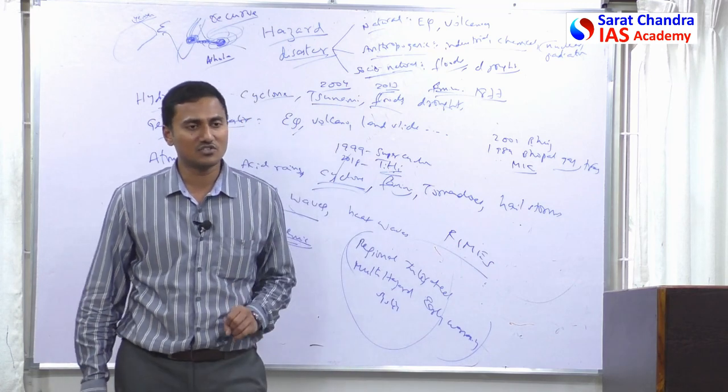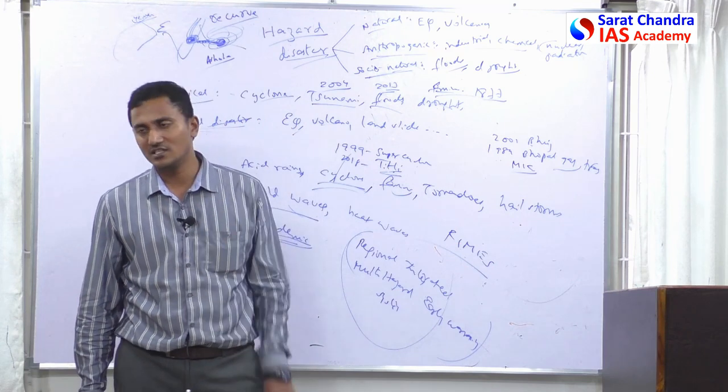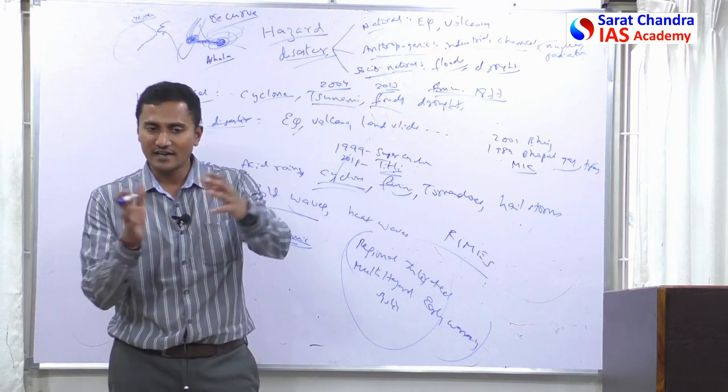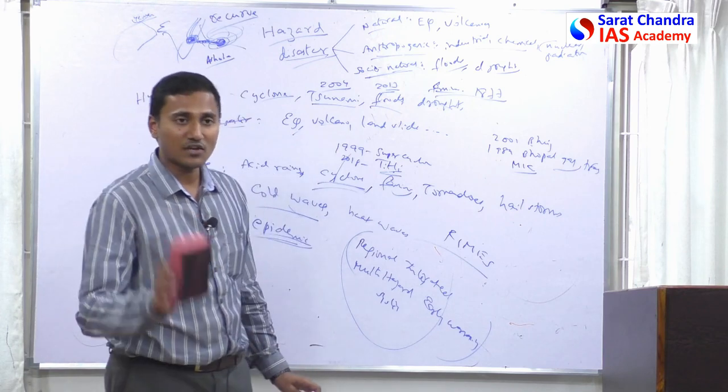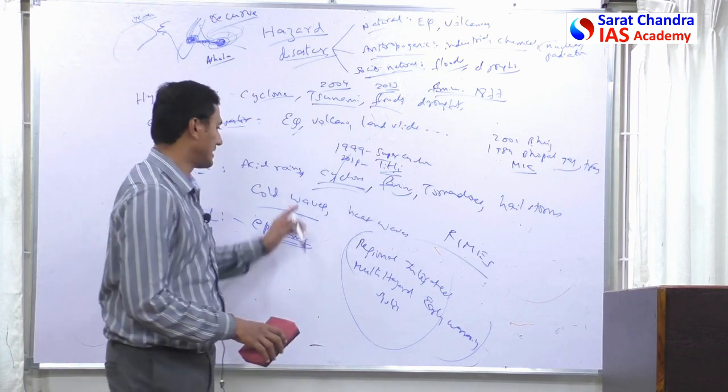Actually, based on these conditions, even the Planning Commission, before Niti Aayog, divided entire India into how many agro-climatic zones? 15 agro-climatic zones. It's a very important point. Can I raise the board?